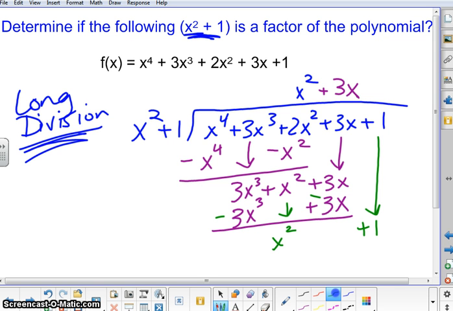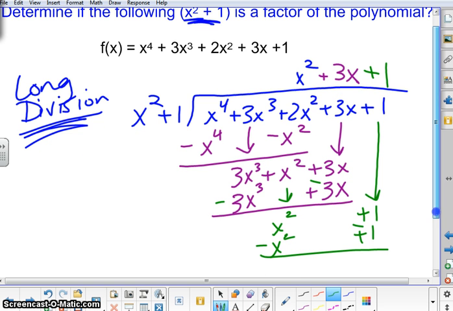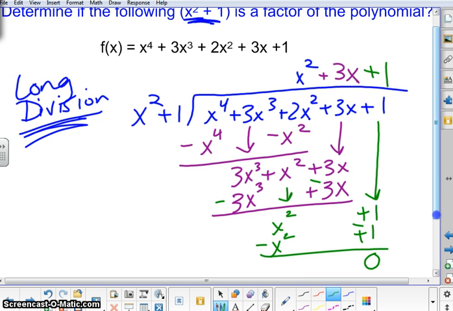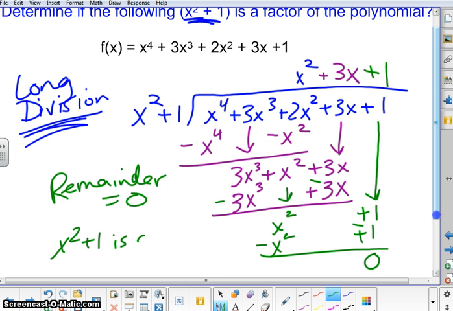So how many times does x squared go into x squared? Well, it's 1 time. And if you multiply that through, we get x squared, and then we get 1. And if you subtract them both, we get 0. So what does that mean? The remainder is 0, so therefore we know that x squared plus 1 is a factor. X squared plus 1 is a factor.